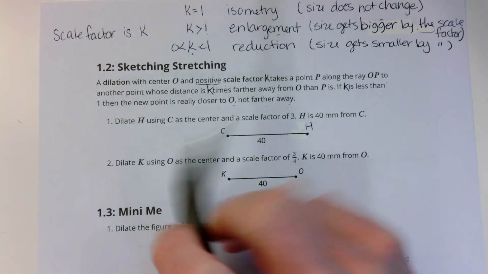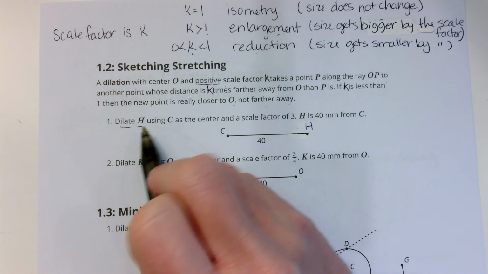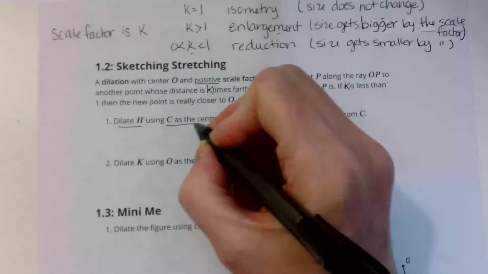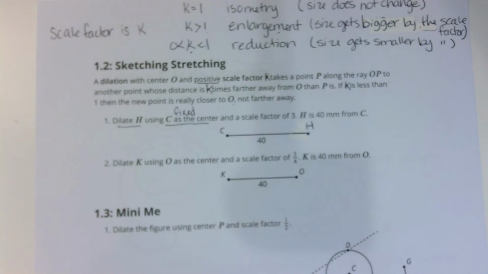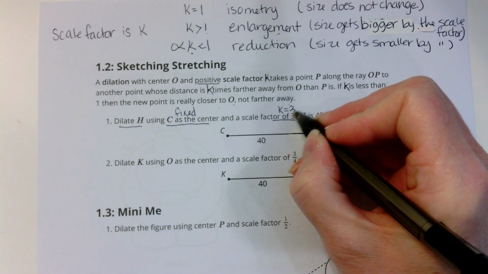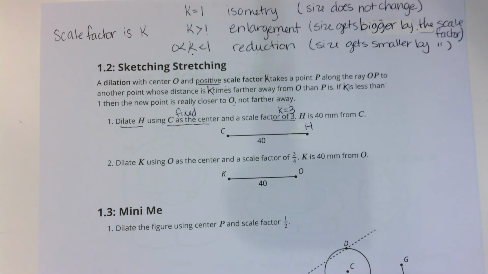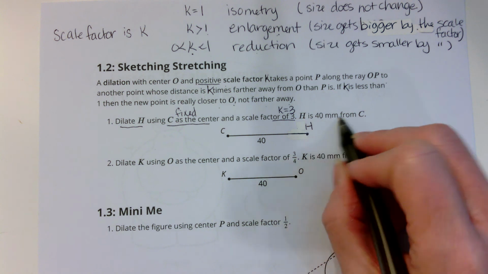So let's take a look at the first one. It says dilate H. That means H is going to be moving. Using C as the center, that means C is fixed. My center does not move. And it says the scale factor is 3. So my scale factor is 3. This is greater than 1, so this is going to be enlargement. And it tells me that H is 40 millimeters from C.